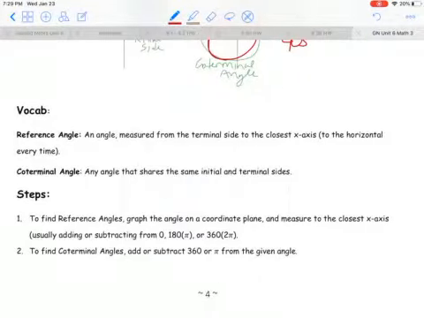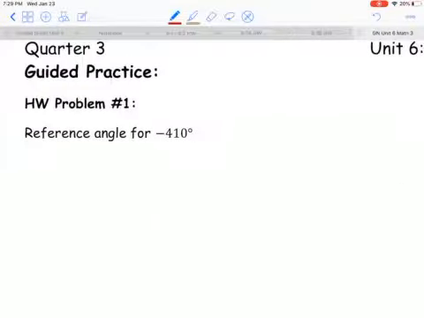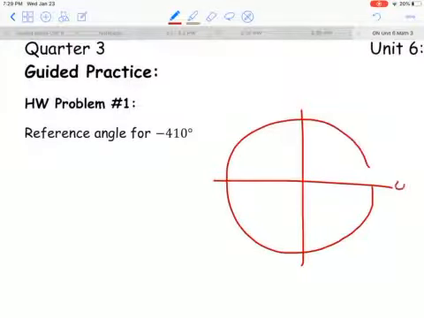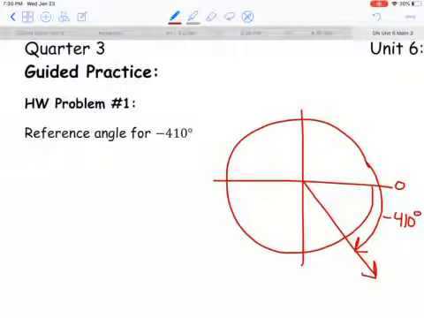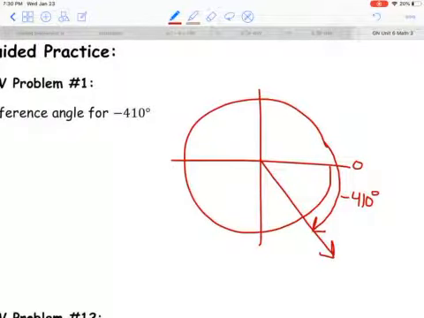So that's that. Let's try a practice problem. So if we want a reference angle for negative 410, it is negative, so what I'm going to do is graph it. And negative is clockwise, so go around. So we were at 0, we hit negative 360, and then we're going to end, and this right here is negative 410 degrees. Okay? So we've gone around the circle and a little bit more.